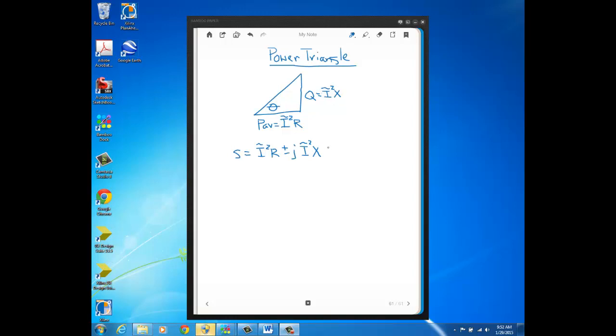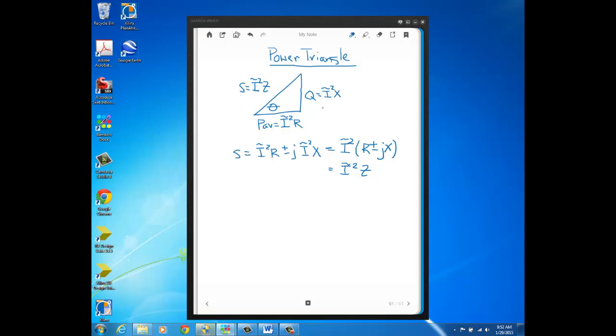Now, we can factor out the I squared and show that complex power is just equal to current squared times Z, right? Because R plus or minus jX is just impedance. So you see that the hypotenuse of this right triangle is complex power, and one expression for complex power is that it's current squared times impedance.